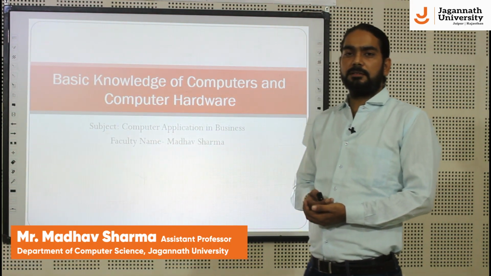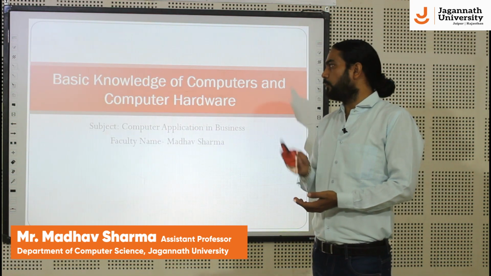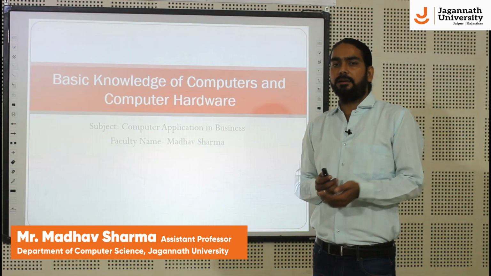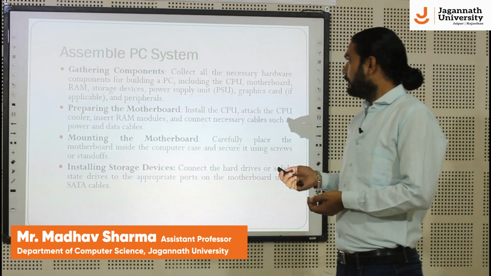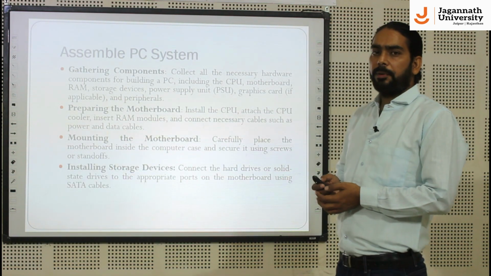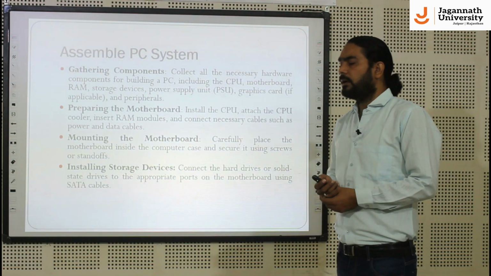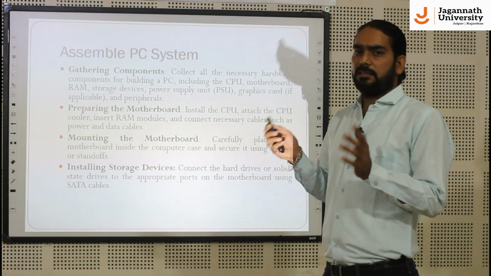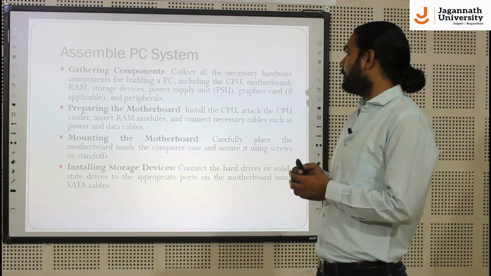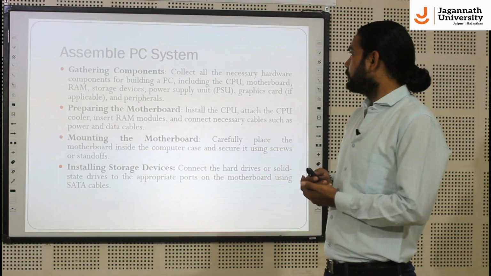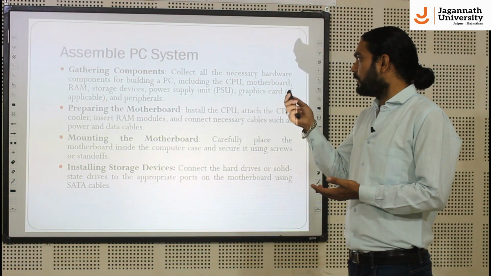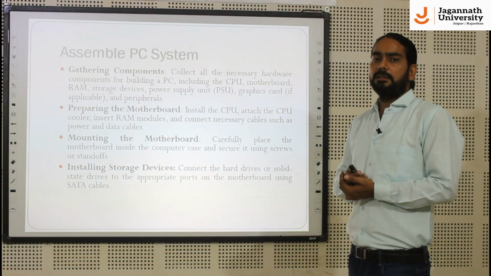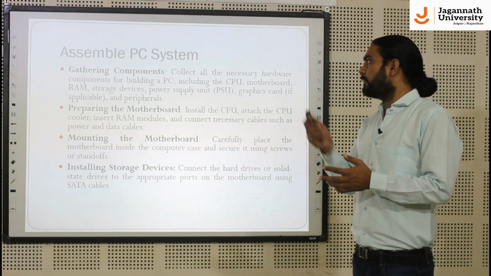Today we will discuss computer application and business, and my topic is basic knowledge of computer and the computer hardware. So our topic is assembling a PC system. Assembling is basically to collect our parts and assemble our devices to make them usable. These are some steps or procedures that we can use to assemble our PC systems.